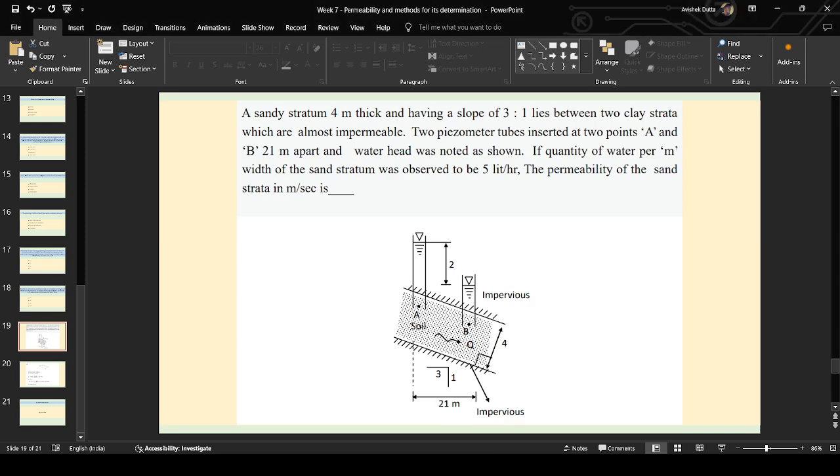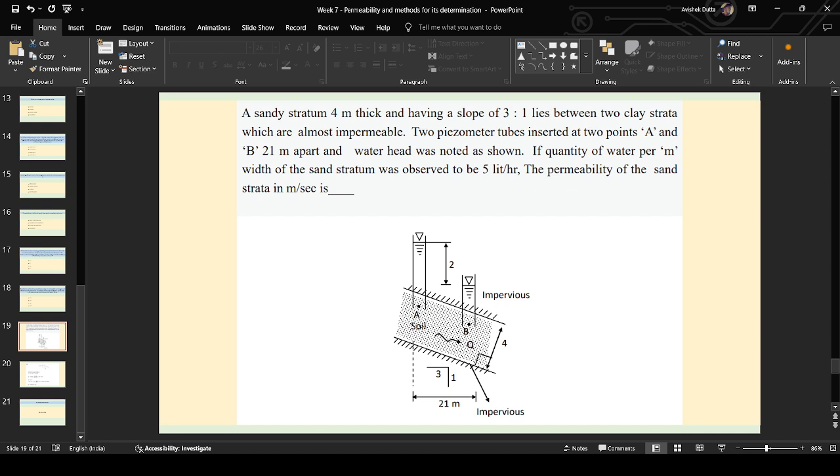Yes, you can take a screenshot of this. A sandy stratum 4 meter thick and having a slope of 3:1, as shown in the figure, lies between two clay strata which are almost impermeable. The part labeled as soil is sand, and below and above that layer it is impervious clay.